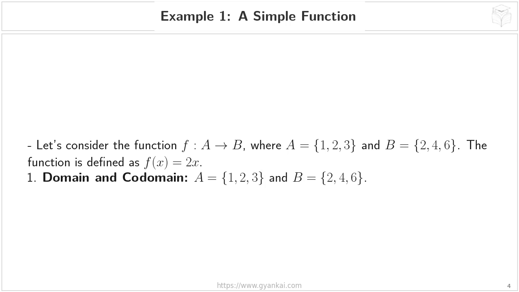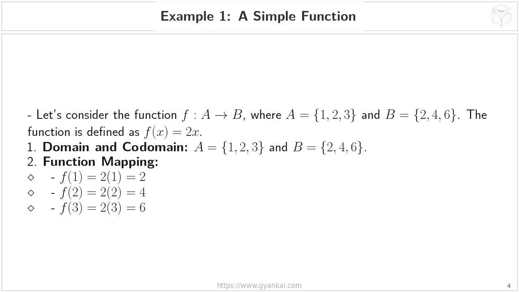Here, we're considering a function, which we'll call f, that maps from a set A to a set B. Remember, this is written mathematically as f: A maps to B. In this specific case, set A contains the elements 1, 2, and 3, and set B contains the elements 2, 4, and 6. The function itself is defined by the equation f of x equals 2 times x. This simply means that whatever value you input for x, you multiply it by 2 to get the output.